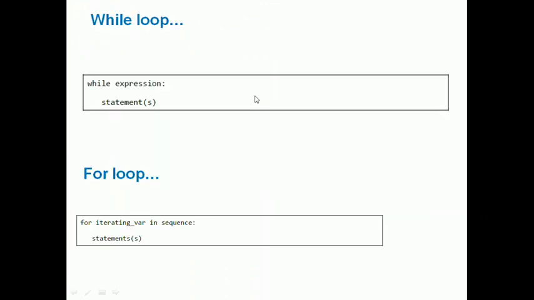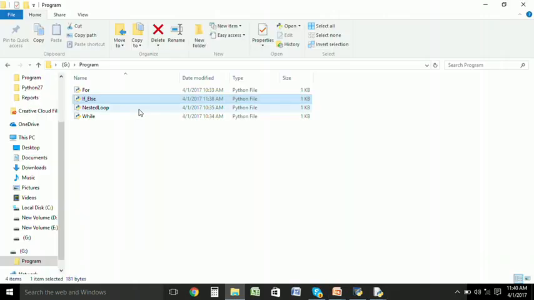After conditional statements, next is loop. Python supports two loops. One is while loop and second is for loop. The syntax of while loop is while, then expression, colon, then statement. Syntax of for loop is for iterating variable in a sequence, write down different statements. So let us take a small example of while loop. Format of while loop we have seen, it is while, expression, and then statements. Let us see one example program.